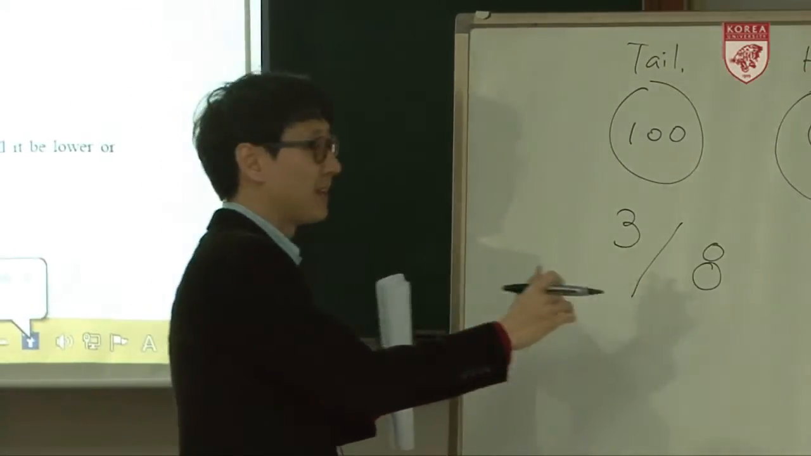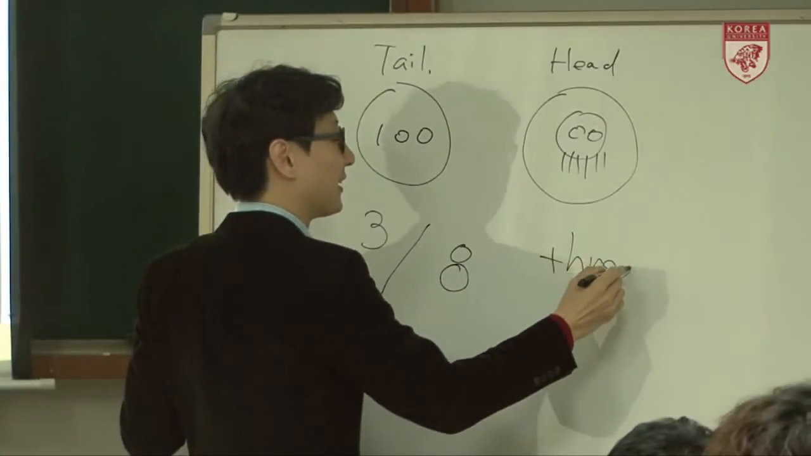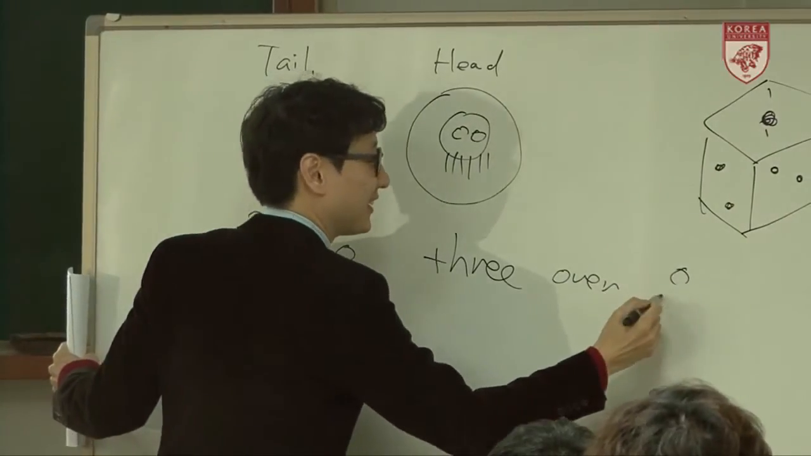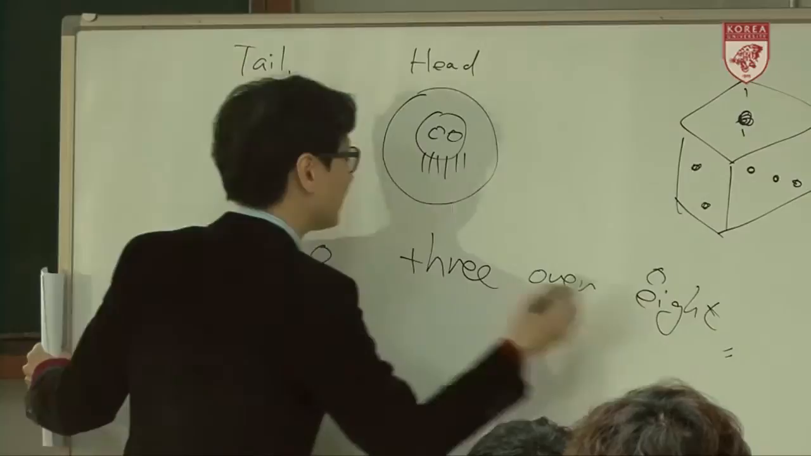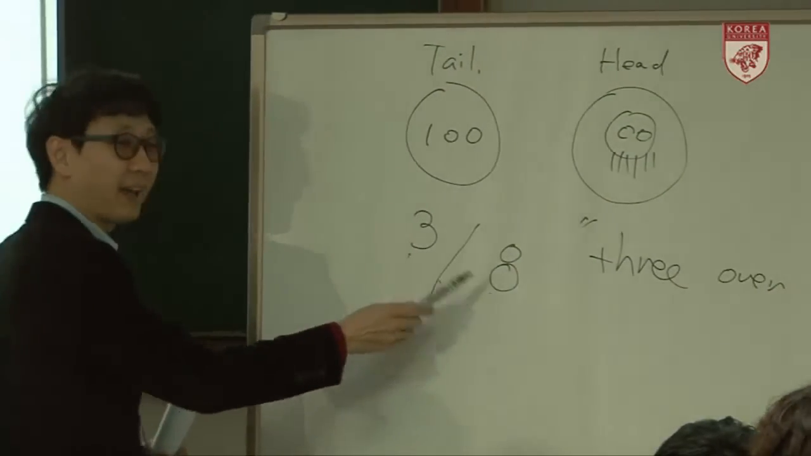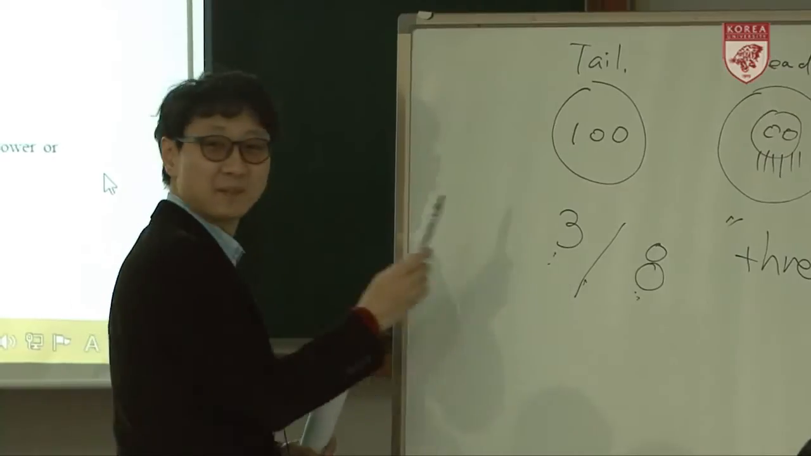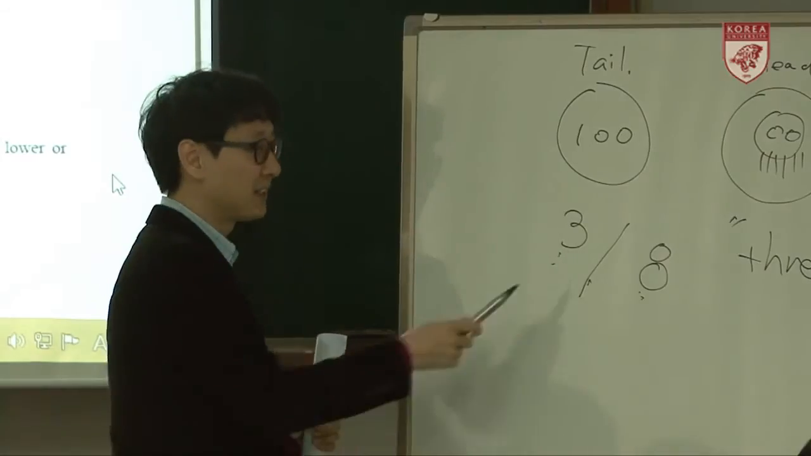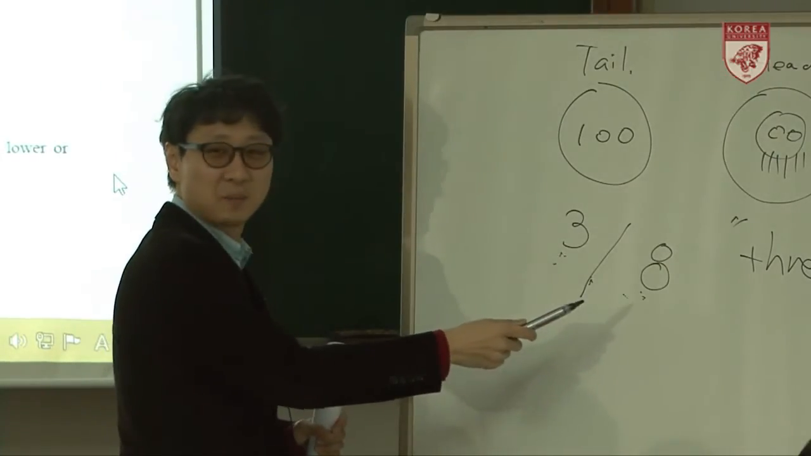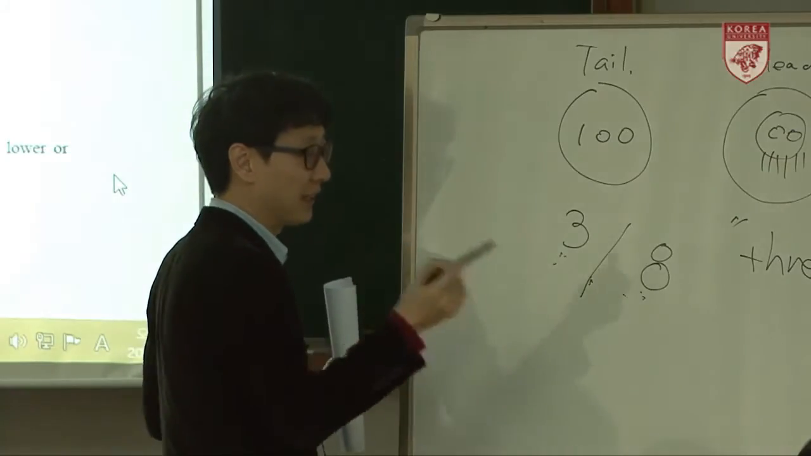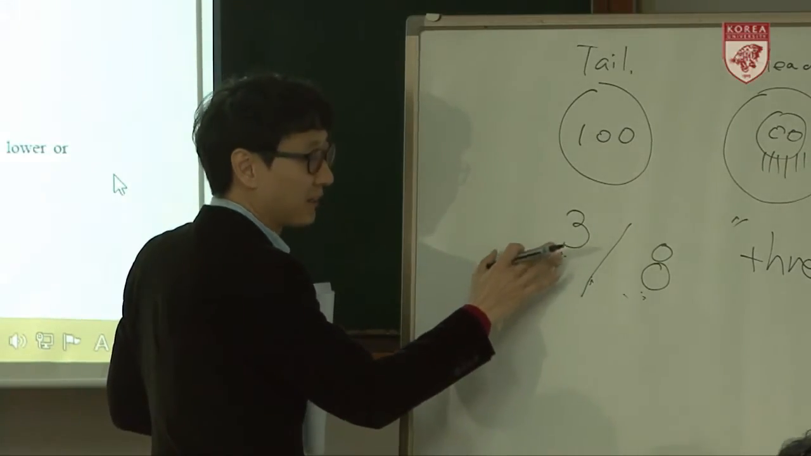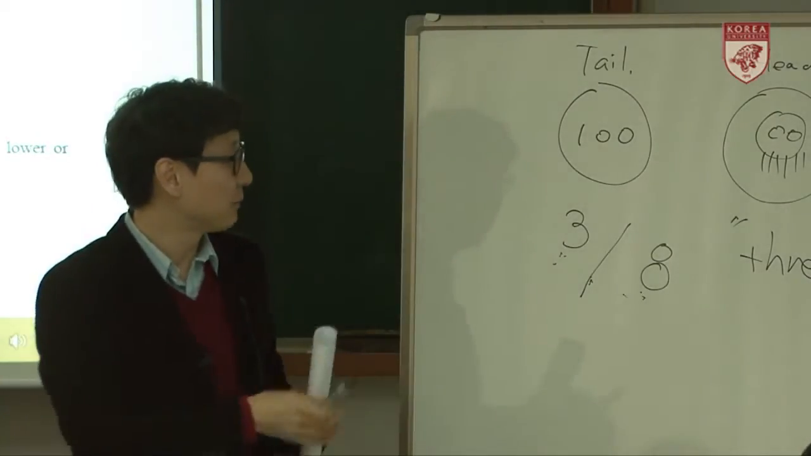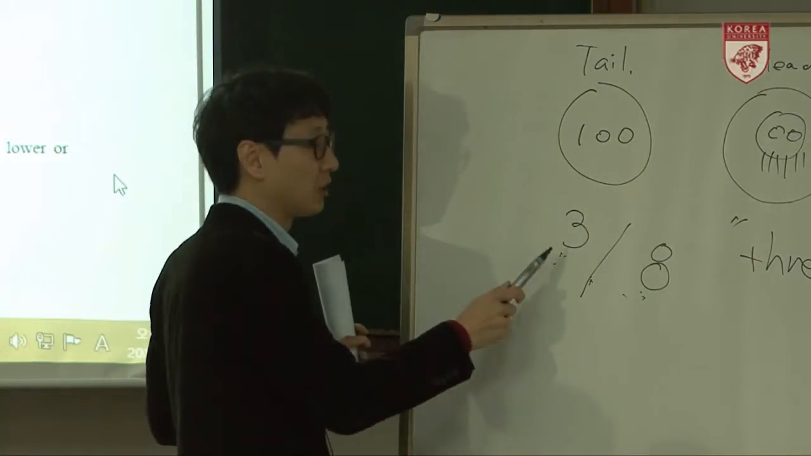It is, we say, 3 over 8. 3 over 8. 3 over 8. In Korean, 8분의 3. Sometimes I get confused, so sometimes I say 3분의 8, but it's confusing. Because in English, it's the numerator first, but in Korean, it's the denominator first, so it's confusing. But anyway, in English, it's 3 over 8.